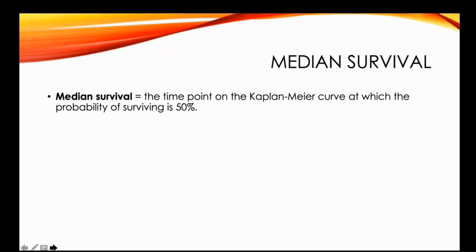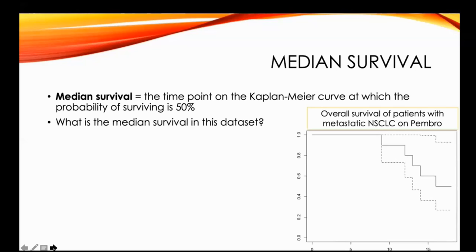The median survival is a really critical time point to understand. This is the time point on the Kaplan-Meier curve at which the probability of surviving is 50%. So what is the median survival in this data set? We're going to go to 50% and then look and see that the curve hits 50% at 16 months. So the median survival here is 16 months.